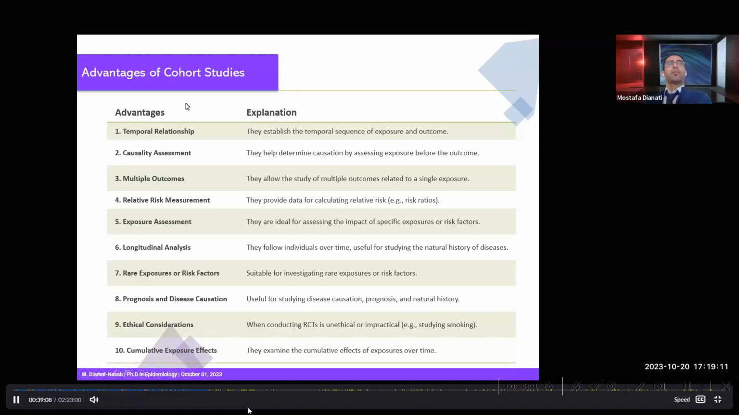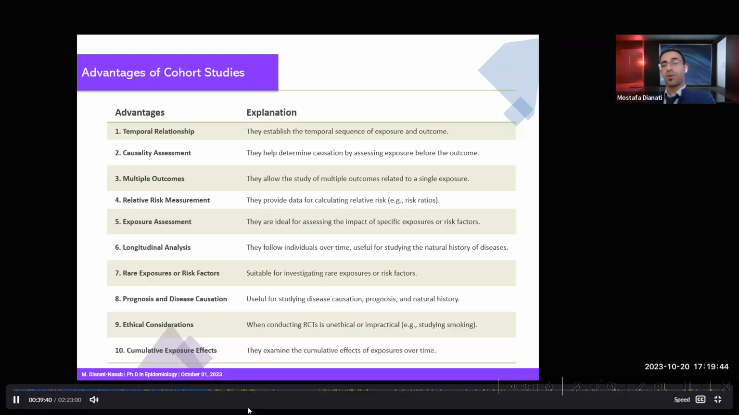Okay, here there are some key factors in cohort studies. As I mentioned, temporal relationship. We can easily find the temporal relationship between exposure and outcome, because we are 100% sure that at the start of our study, no one was sick. No one had any outcome like cardiovascular disease or cancer and so on.